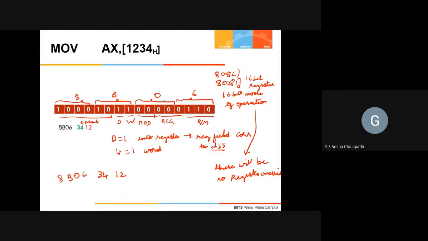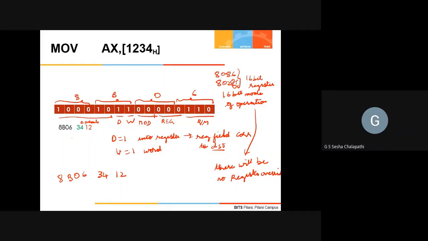How do you understand whether the 000, the reg field, when W bit is 1, will be AX or EAX? As I said, currently the information given to you is you are operating in 16-bit mode of operation and the processor that you are using is 8086. Now if it is 8086, the answer is straight away. There is no EAX register in 8086. 8086 only has AX, BX, CX, DX. All these are 16-bit registers only. It doesn't have 32-bit registers.